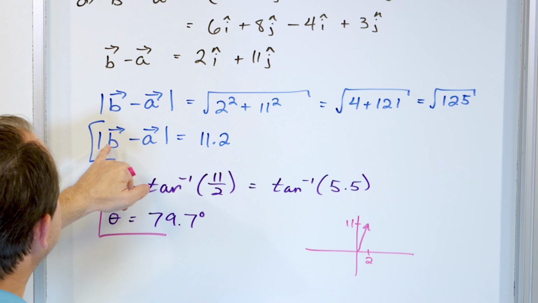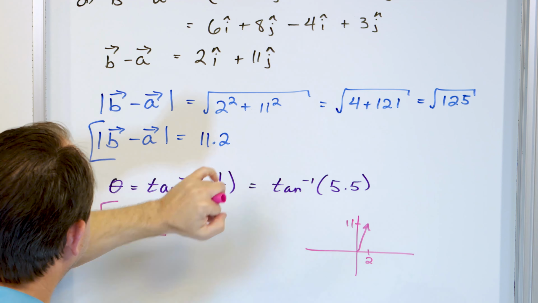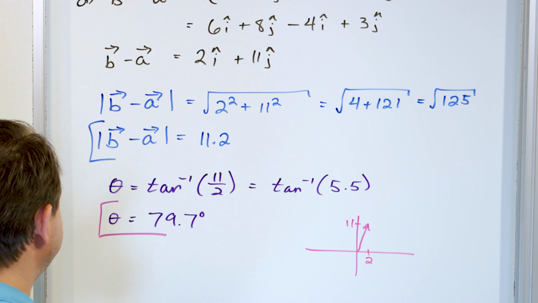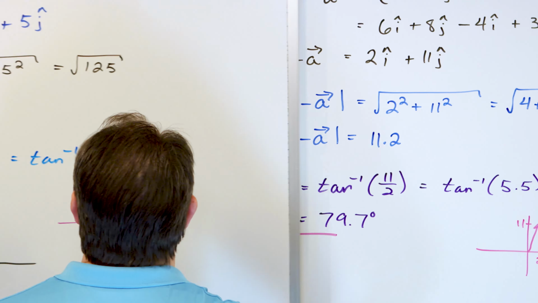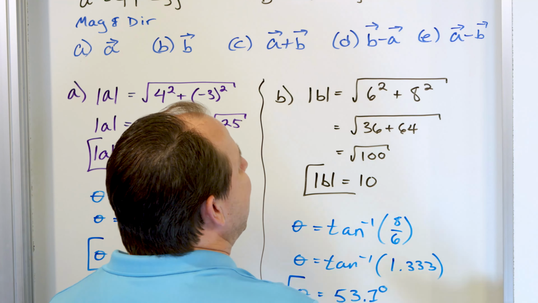So for the vector b minus a, the magnitude is 11.2 units of whatever distance we're talking about, and an angle of 79.7 degrees. All right, now for the next part of the problem, here we've done up to here, b minus a. Now let's take the vector a minus b.